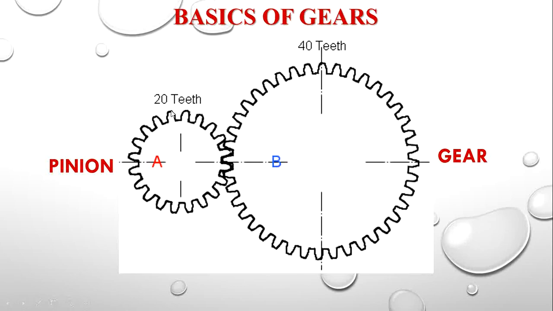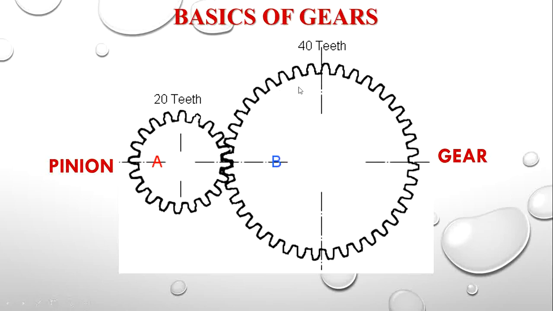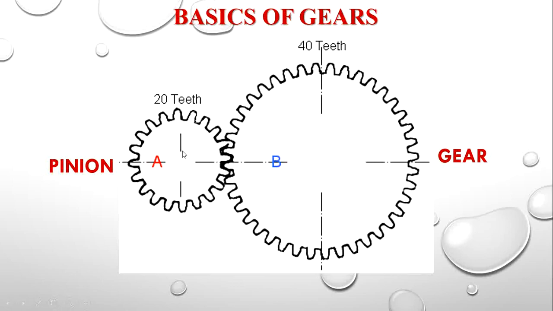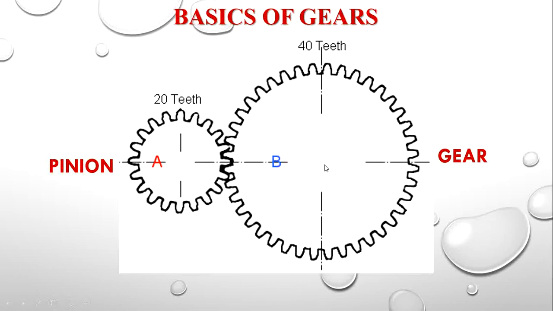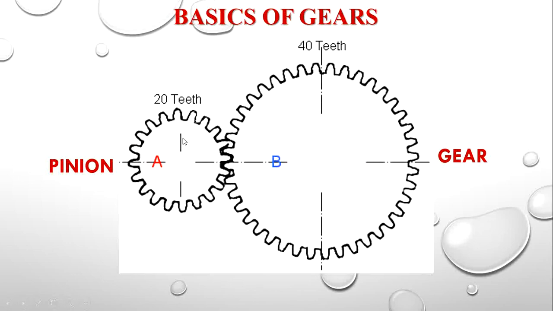So here the gear ratio is 1:2. So 20 teeth is rotating with 40 teeth, gear ratio is 1:2. If you give input motion to the smallest gear, it reduces the speed. If you give input motion to the largest gear, it increases the speed. By this way we can use the gears.